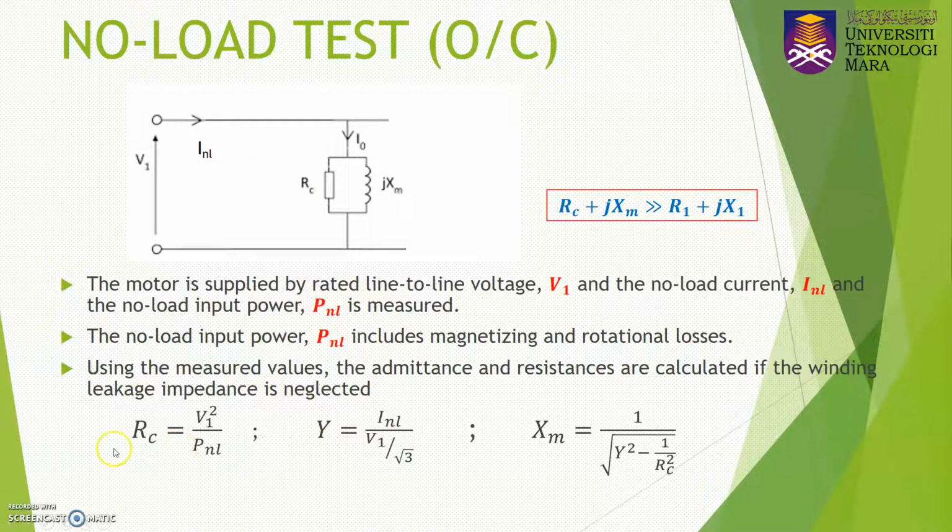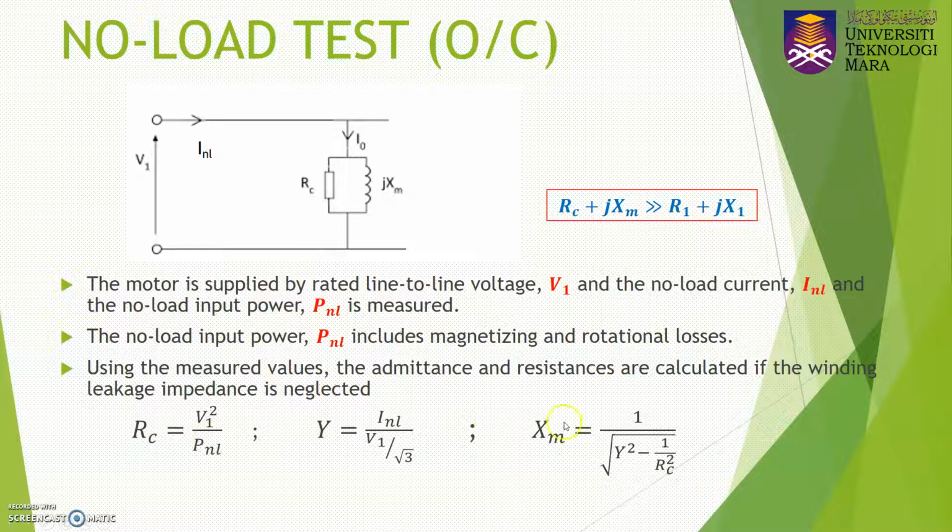Basically this is the formula on how to determine the values of RC and XM. For RC, you can just use the formula R equals V squared divided by power. So the value of RC will be equal to the voltage across RC, which is V1, squared, divided by the no load input power measured by the wattmeter.